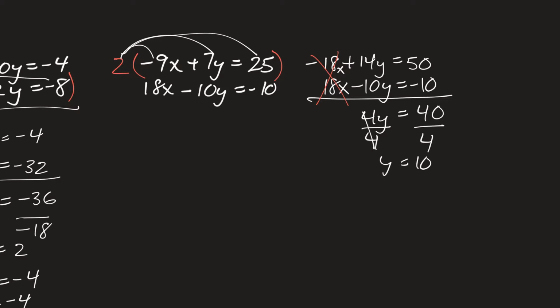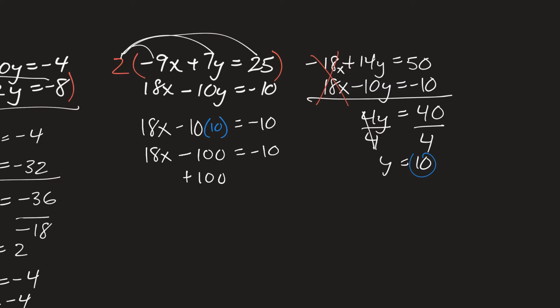So that's going to be 18x minus 10 times y, which is 10, which is right there. So that's times 10 equals negative 10. And then 18x minus 10 times 10 was 100 equals negative 10. And then I'll add 100 to both sides. And 18x equals what? 90? Divide by 18. Those cancel.